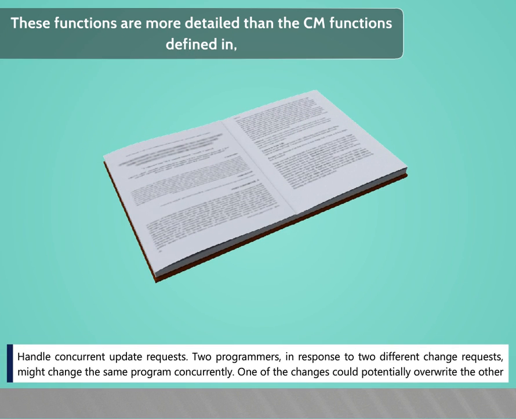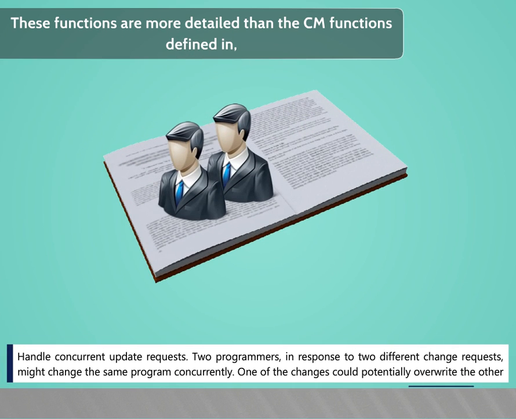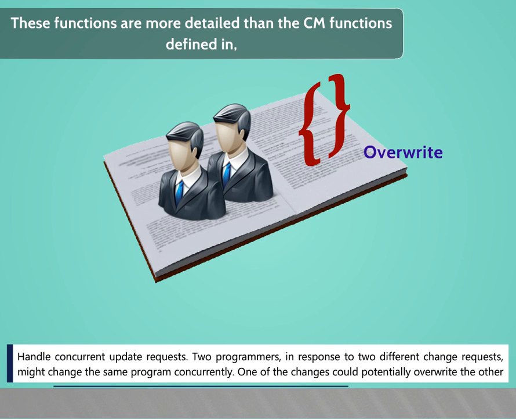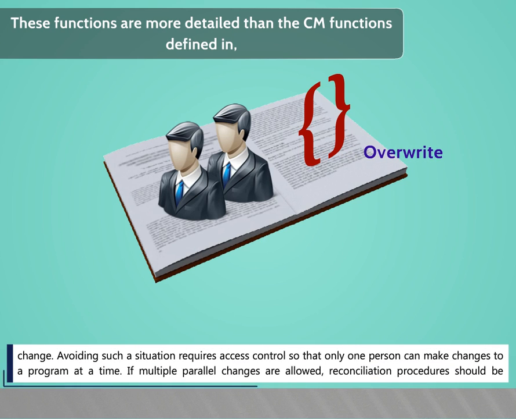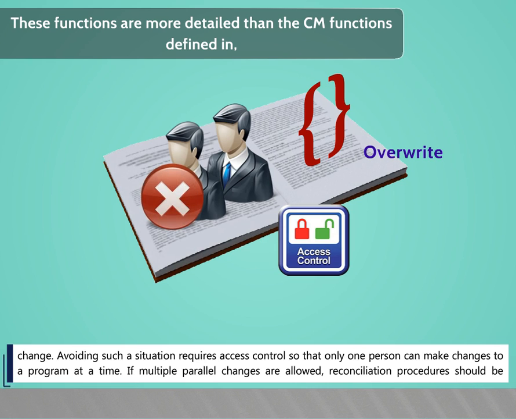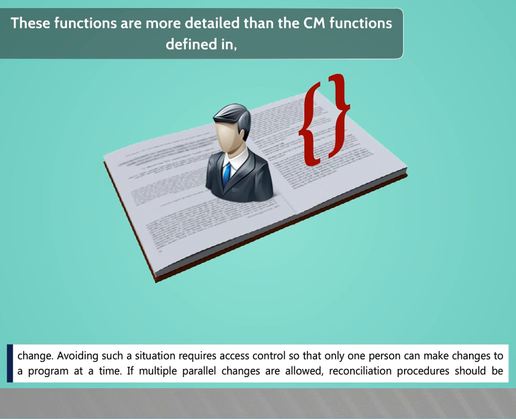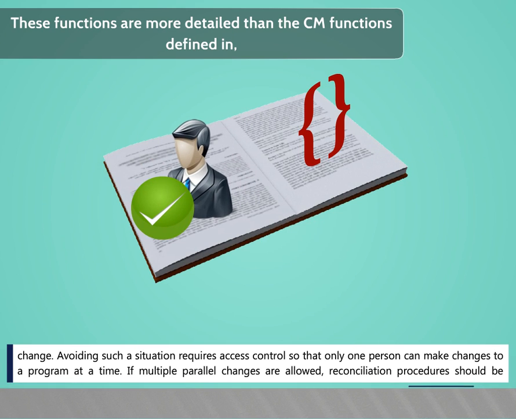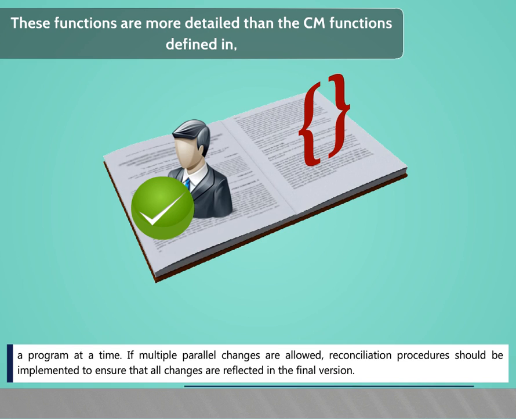Handle concurrent update requests. Two programmers, in response to two different change requests, might change the same program concurrently. One of the changes could potentially override the other change. Avoiding such a situation requires access controls so that only one person can make changes to a program at a time. If multiple parallel changes are allowed, reconciliation procedures should be implemented to ensure that all changes are reflected in the final version.